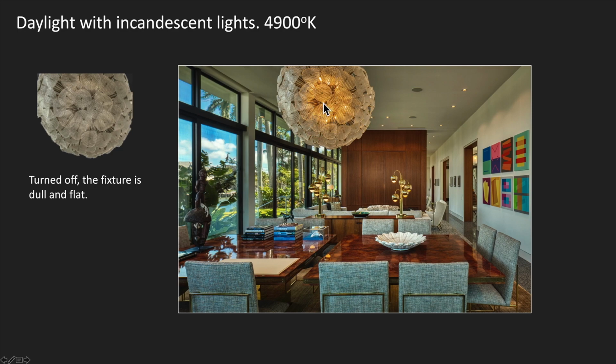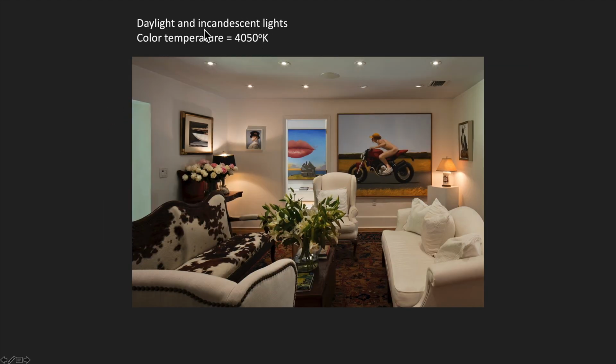But again, this is really important because somebody spec'd this light, and this is what it looks like when it's on. This is what it looks like when it's off. That's not what you want. Color temperature, a lot of daylight here coming from behind me. The incandescent lights light up the painting. I have my lights on over here to give light in the corner. Light over here. Color temperature about a 4050.